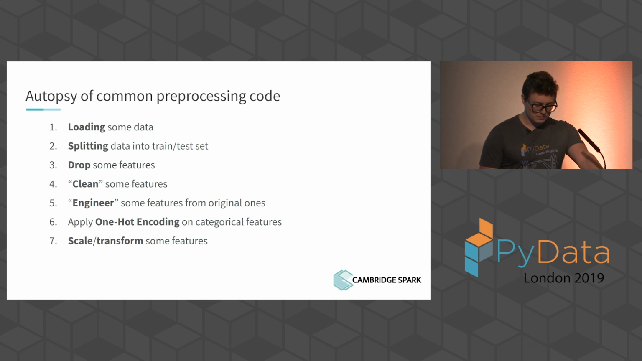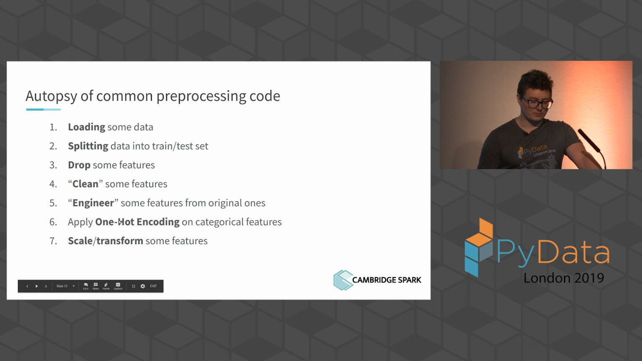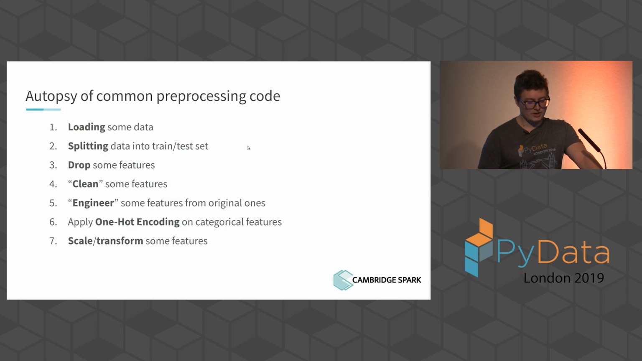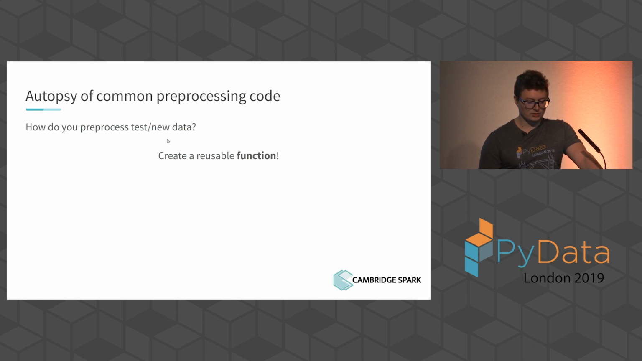So let's take a closer look, maybe at number 6. How would you apply all those steps on both the training set and the test set? So how do you make sure you don't duplicate code here? So the first idea that would come to mind would be to just create a reusable function, apply that function on a training set, apply that function on a test set.